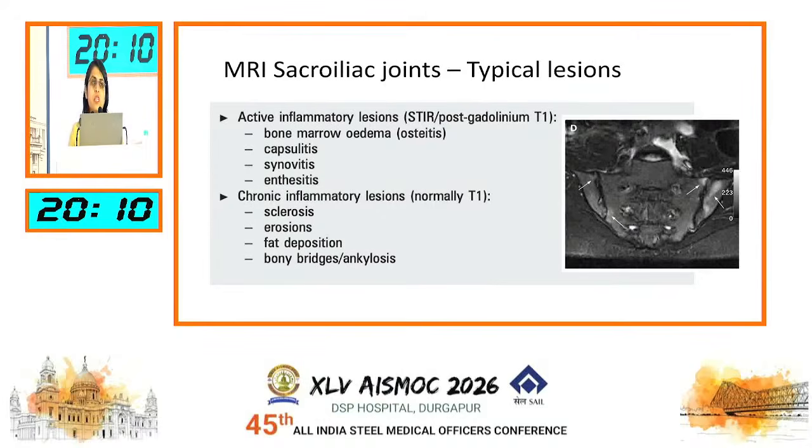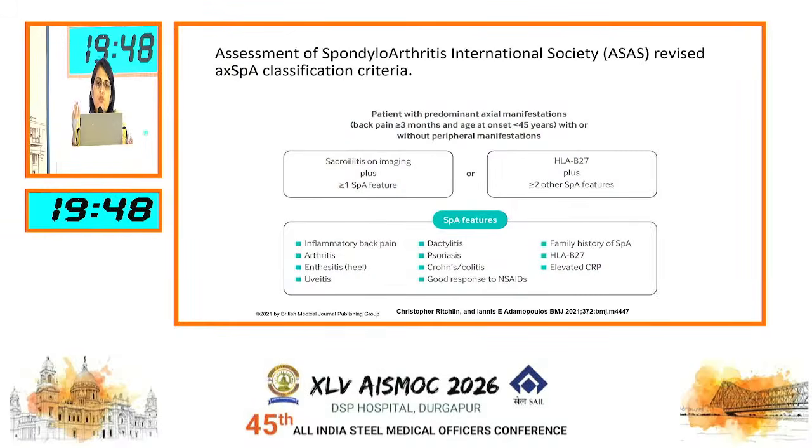And the best sequence is STIR or post-gad T1. So here the radiologist sees the osteitis, capsulitis, synovitis and enthesitis. Chronic lesions are not very well visualized in MRI, a CT is better, but sclerosis, fat deposition, ankylosing are also visualized in MRI.